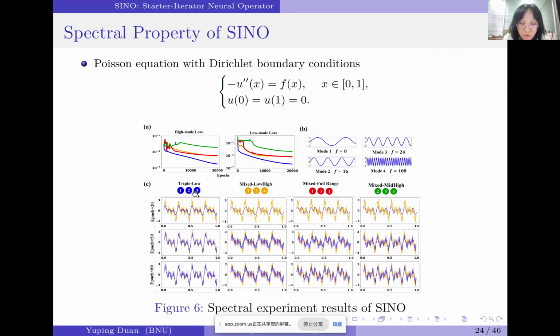So the first column is the initialization with low frequency, and the fourth column is the initialization with high frequency. You can see the low frequency one converges faster as the training goes. So this result supports our choice of a low frequency starter.